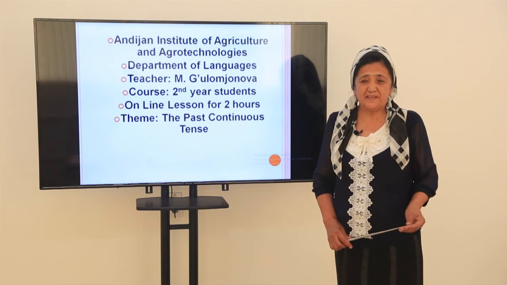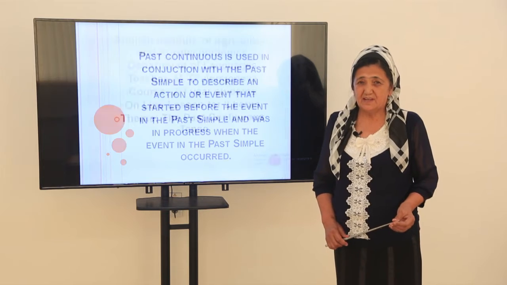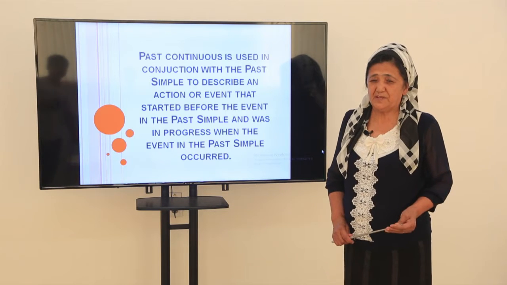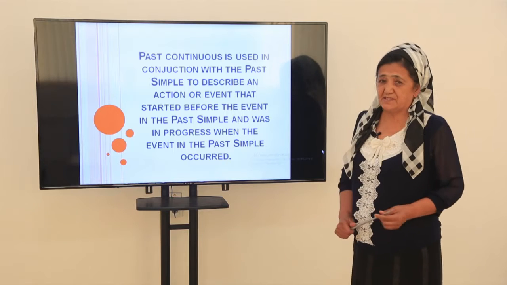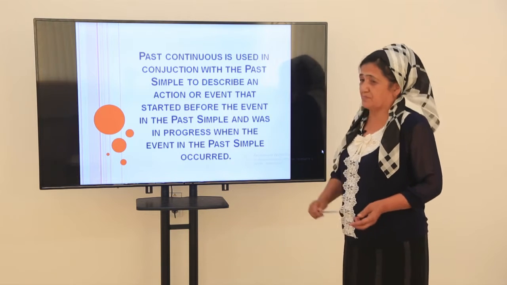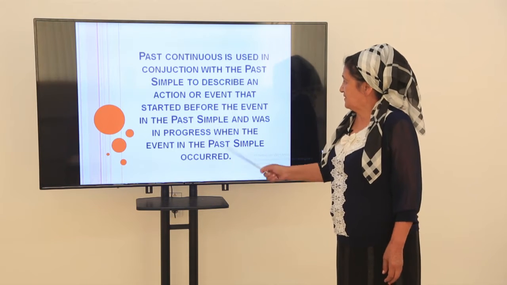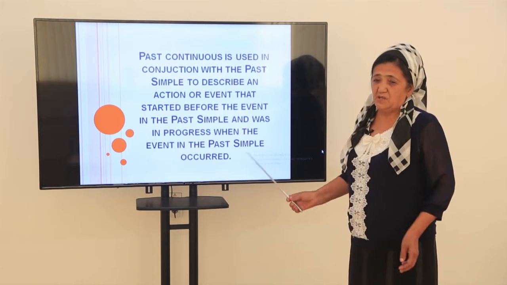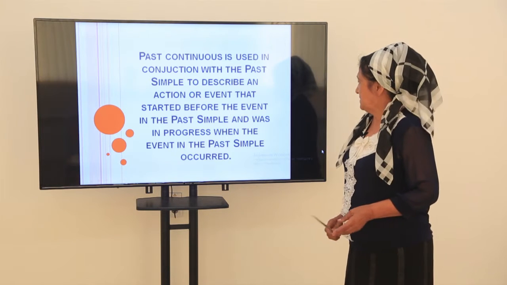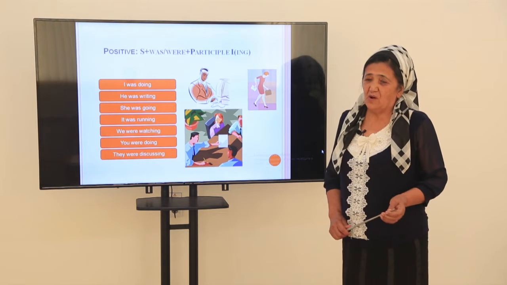Today we are going to speak about the past continuous tense with you. We'll discuss past continuous. You know past simple, you know present simple. What is past continuous? Past continuous is used in conjunction with the past simple to describe an action or event that started before the event in the past simple and was in process when the event in the past simple occurred, yes?